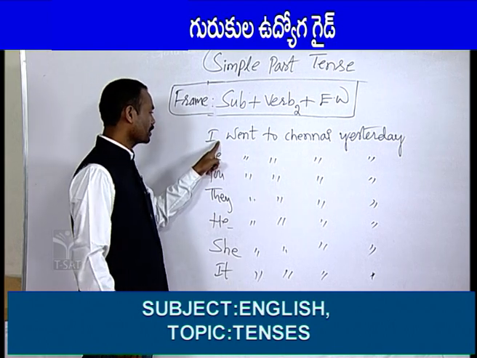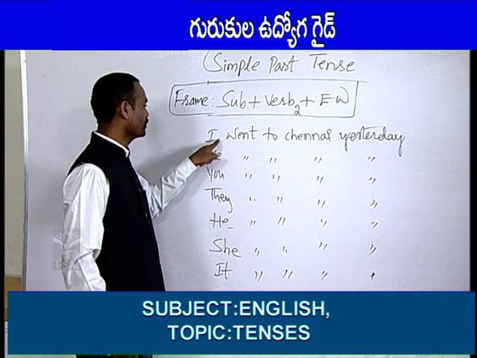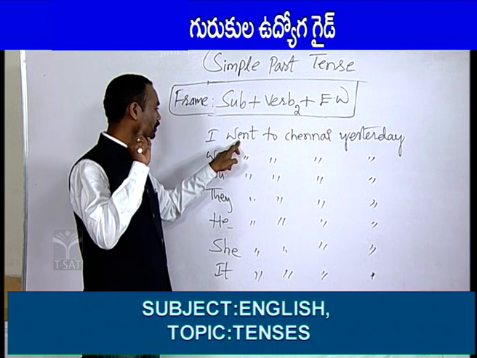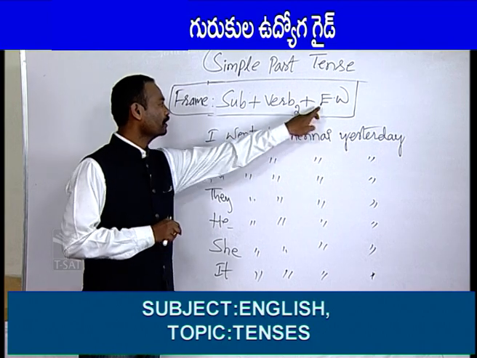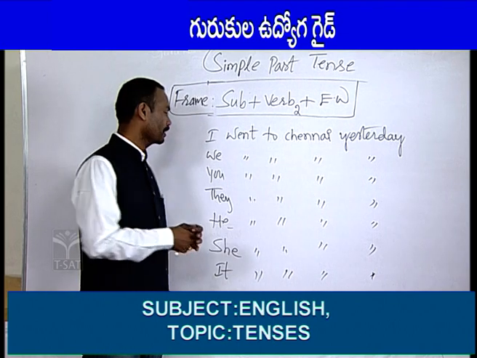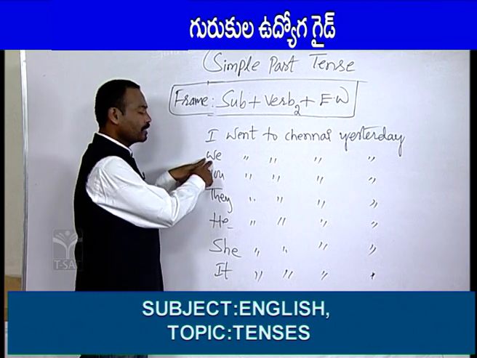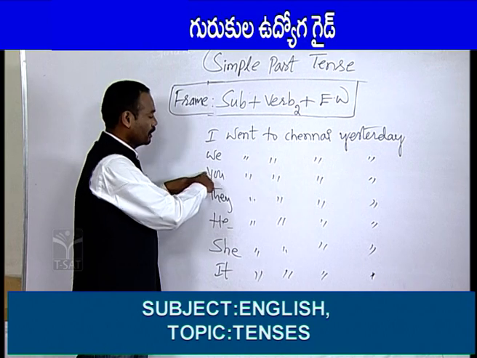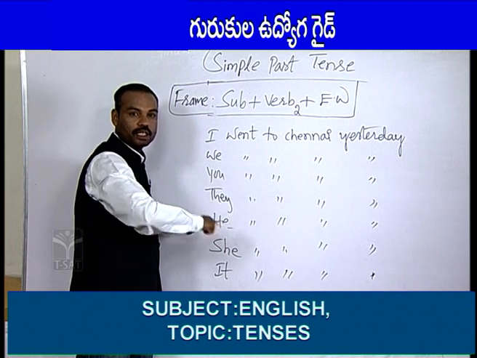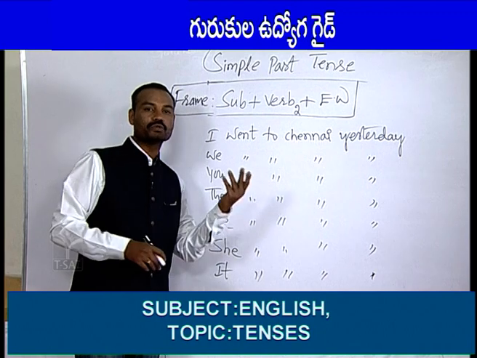First, let us take subject I. First subject I, next verb second form: go, went, gone. So, the second form of go is went. Then extra words, to Chennai yesterday. I went to Chennai yesterday. Next, let us take another subject, that is we. We went to Chennai yesterday. You went to Chennai yesterday. They went to Chennai yesterday. He went to Chennai yesterday. She went to Chennai yesterday. It went to Chennai yesterday.